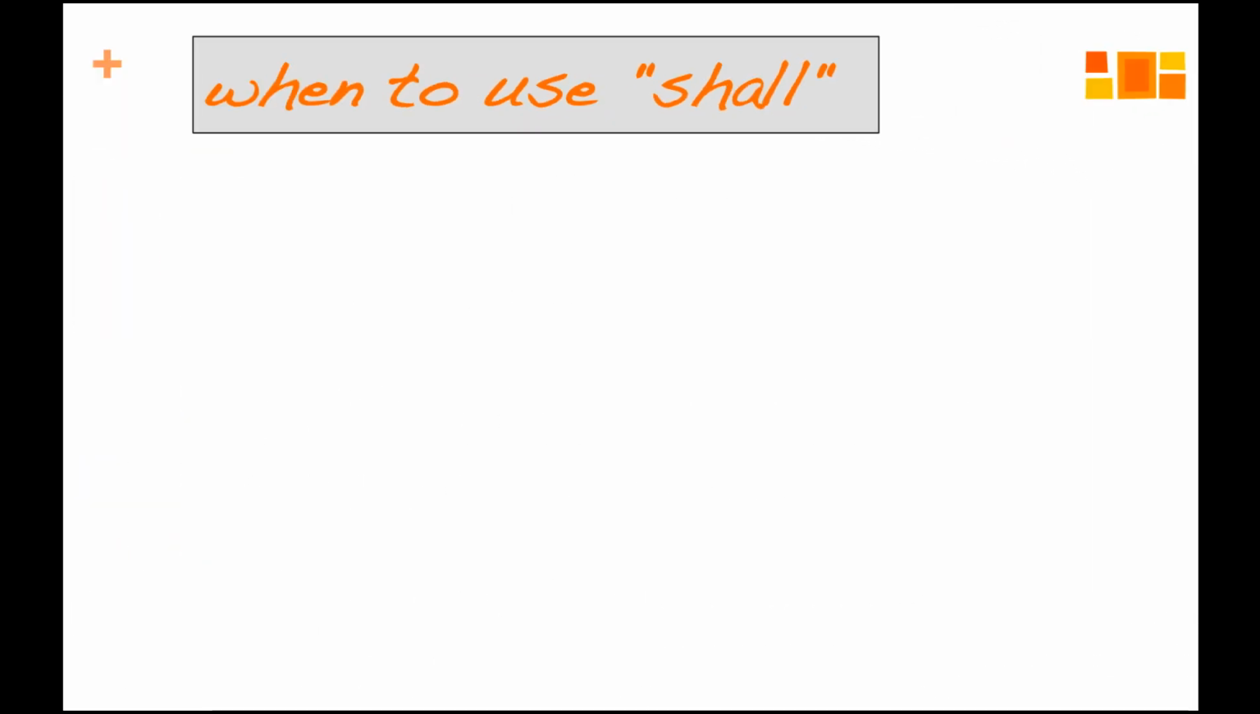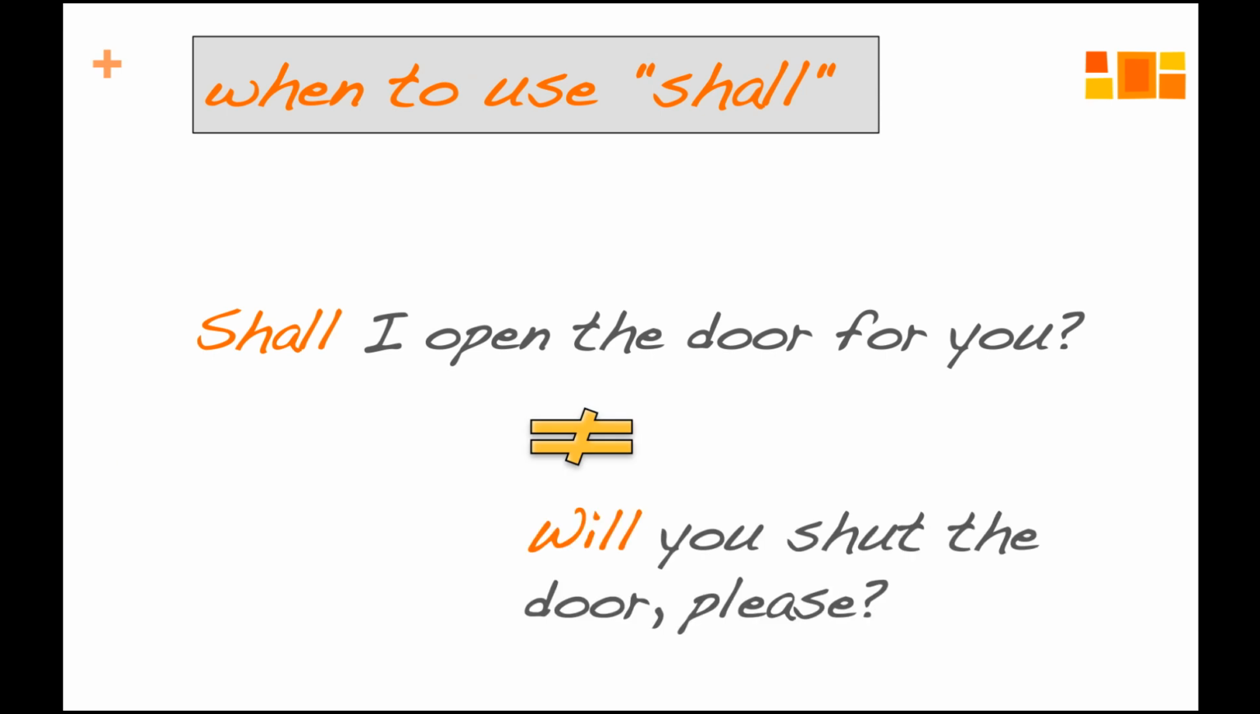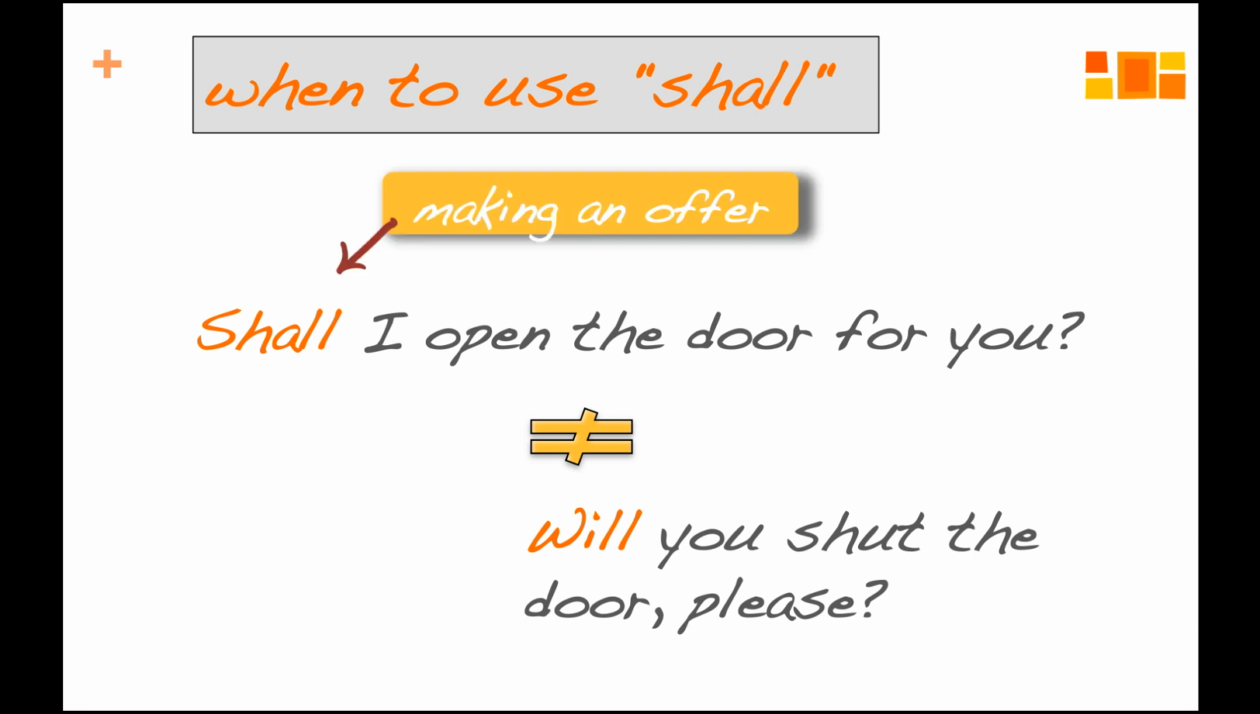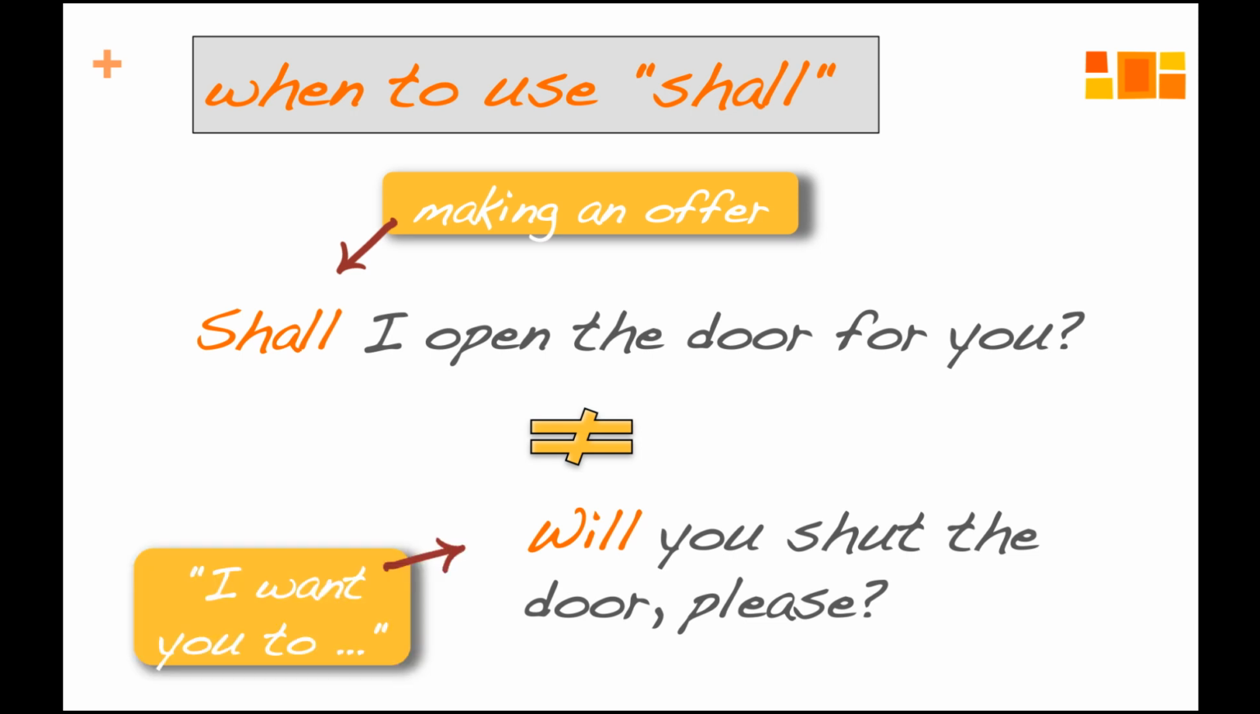Now, you want to be careful and not confuse shall and will. Look at these questions and sentences and the meaning actually is quite different. It's almost the opposite, I would say. Shall I open the door for you? We just had this. This is an offer. I'm offering to open the door for you. When you say, will you shut the door, please? The meaning here is, I want you to shut the door. This is not an offer, it's an order.